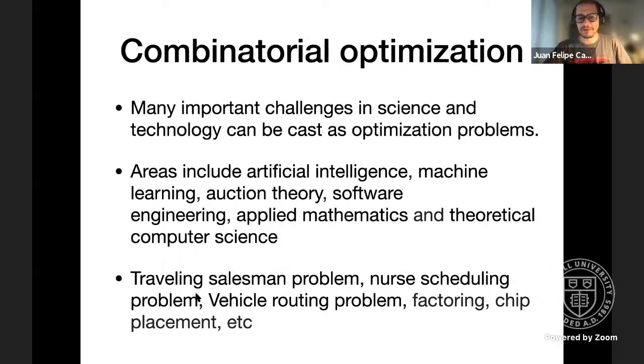Examples of these problems are the traveling salesman problem, the nurse scheduling problem, and vehicle routing, which is very popular for companies such as Amazon and UPS. You can do factoring through combinatorial optimization, and chip placement, which is when you're designing your computer and you want to know where to place the components. So there are many interesting problems that can be cast as combinatorial optimization.